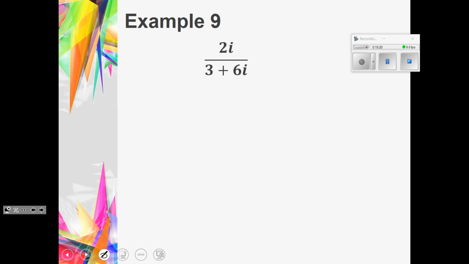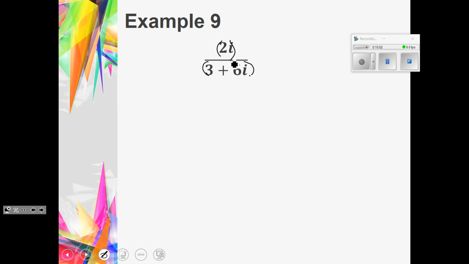Okay, so let's talk about division. I want you to think about what we've already done. First of all, can you simplify the 2 and the 6, or can you cancel out the i's? No, you can't, because this is a binomial and this is a monomial. So very similar to the rules that we've been talking about all year long.